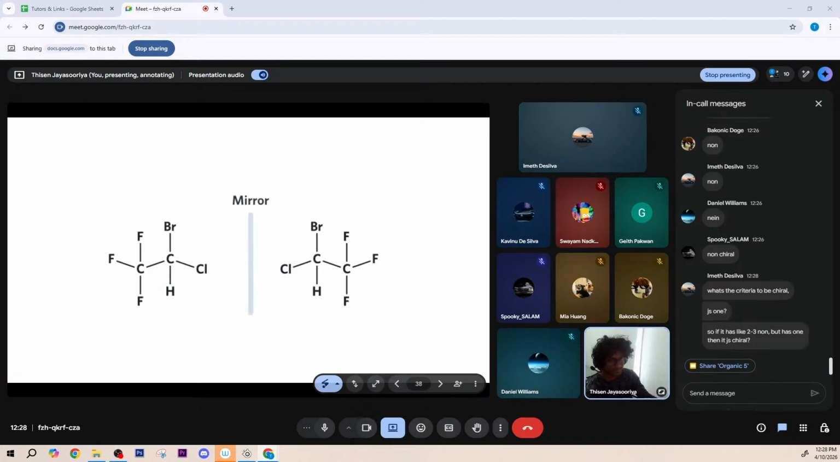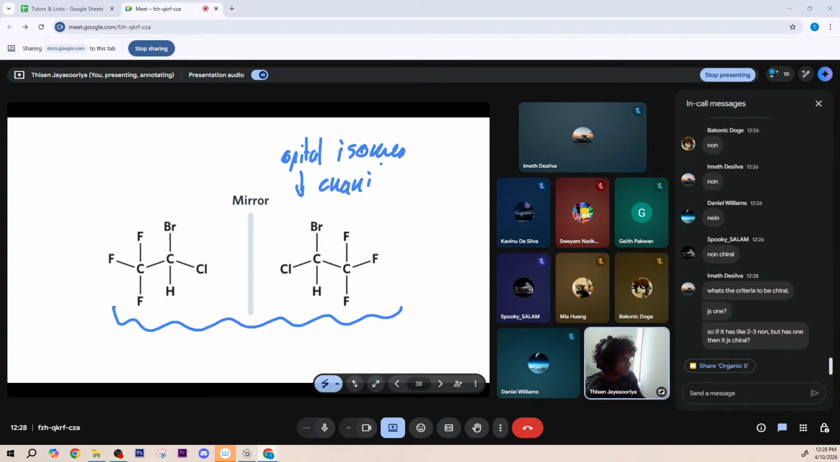So, essentially, this just shows off that it's a non-superimposable mirror image of one another. Now, the phrase that we use for this is we call this an optical isomer, yeah? Or another phrase you might hear is enantiomer, yeah? They mean the exact same thing. So we have optical isomer, and the specific type is an enantiomer.